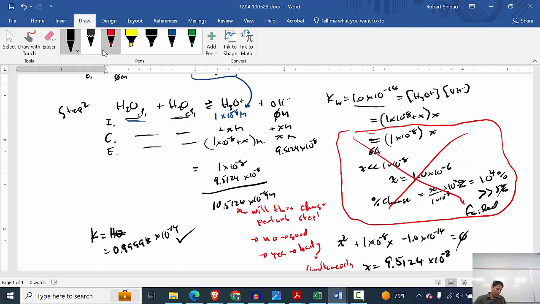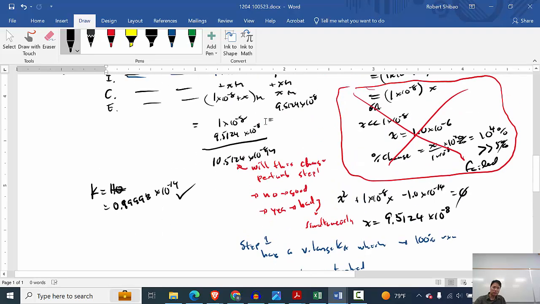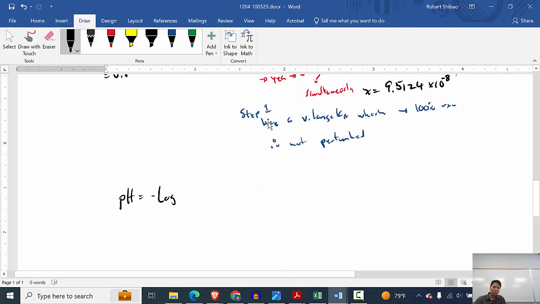All right, now we can calculate the pH. What is the pH going to be? Well, the pH is going to be the negative log of the hydronium concentration, which is going to be 10.5124 times 10 to the minus 8.